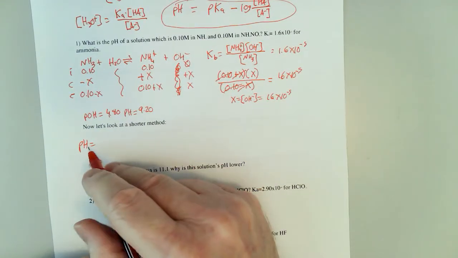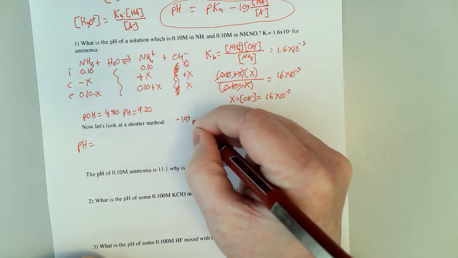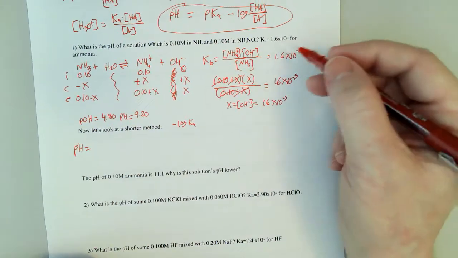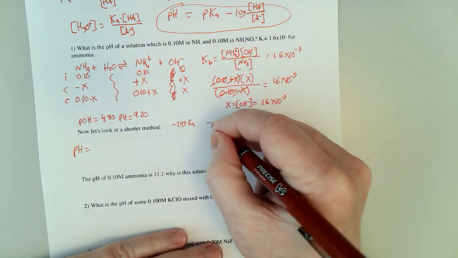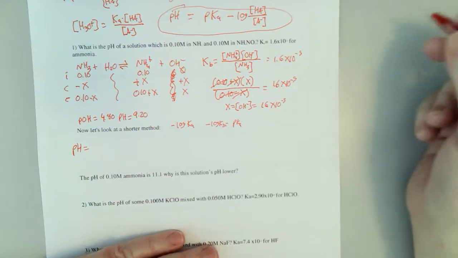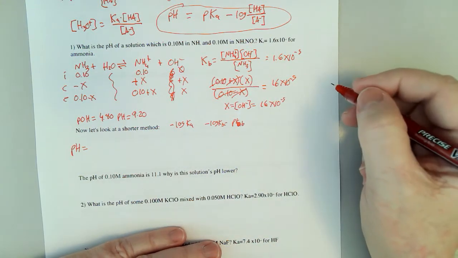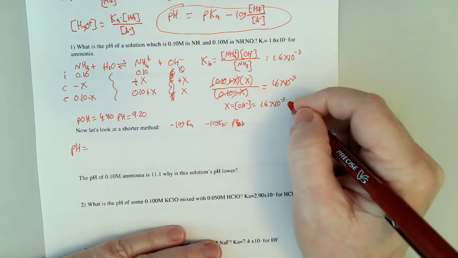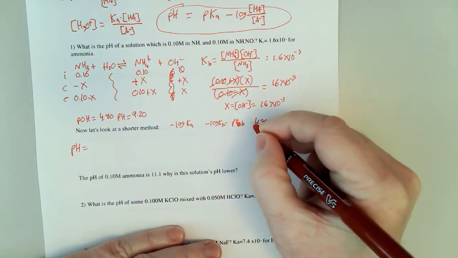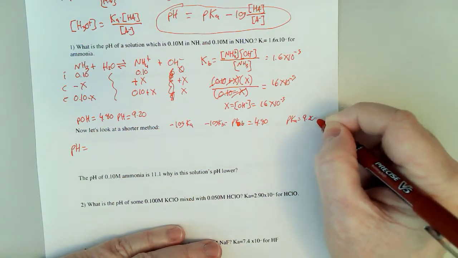pH equals. Now, I need the pKa. Well, I know that the negative log of Ka is the pKa. I've got the Kb. All right, so why not just find the negative log of Kb, which will equal the pKb, and we'll subtract that from 14. So the negative log of 1.6 times 10 to the negative fifth is 4.80. That's the pKb. So the pKa equals 9.20.